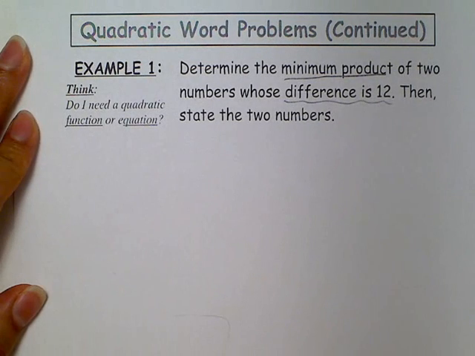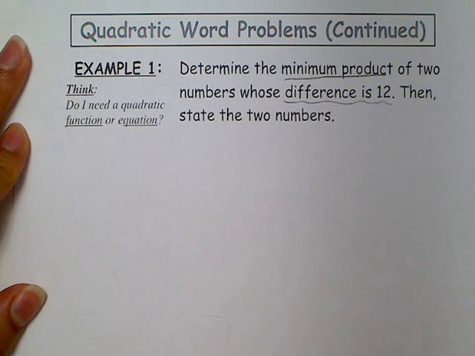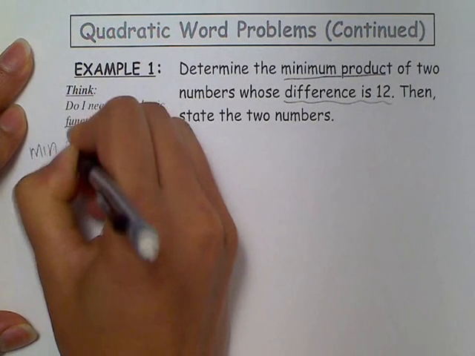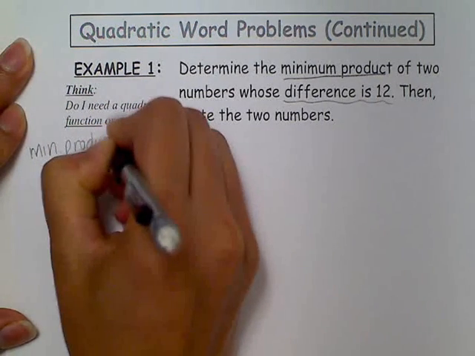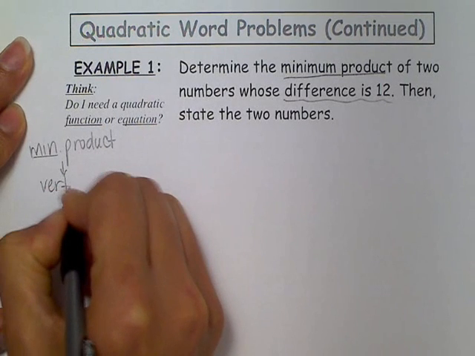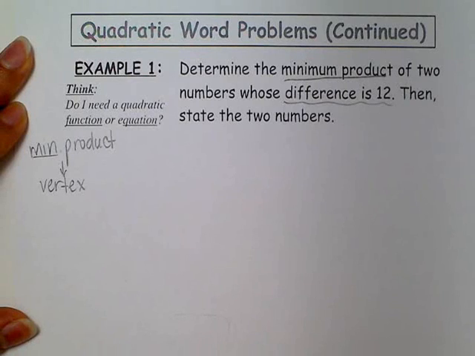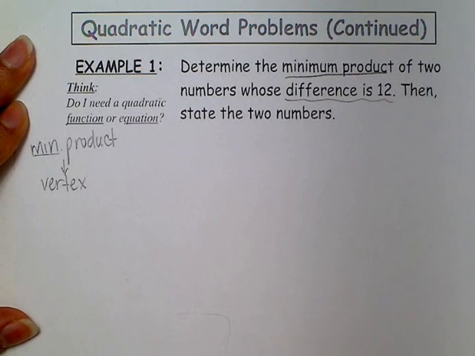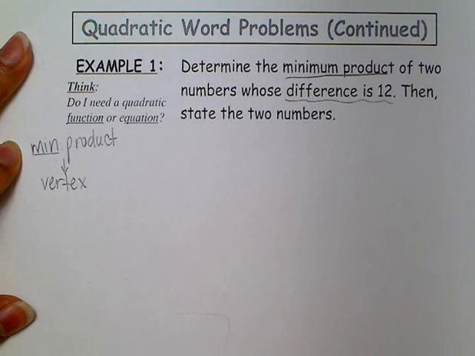Now, I want to think to myself, do I need a quadratic function or do I need an equation? Well, what am I asked to find? I'm looking for a minimum product. And so the fact that I'm looking for a minimum indicates to me that I need to solve for a vertex. Okay, so that's some of the thought process that I would go through to try to figure out whether I need a quadratic function or equation.